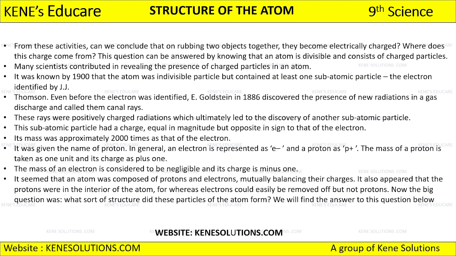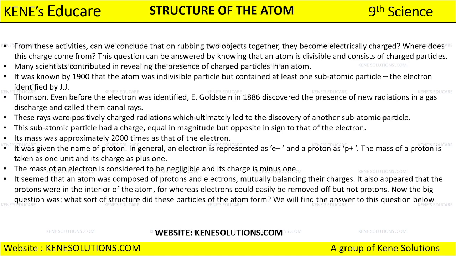The electron concept was known by 1900. It was identified by J.J. Thomson. But before the electron was discovered, we had E. Goldstein in the year 1886. He discovered the presence of new radiation in a gas discharge and called them canal rays. So there were some new radiations discovered by E. Goldstein in 1886, in the gas, and we know them as canal rays.